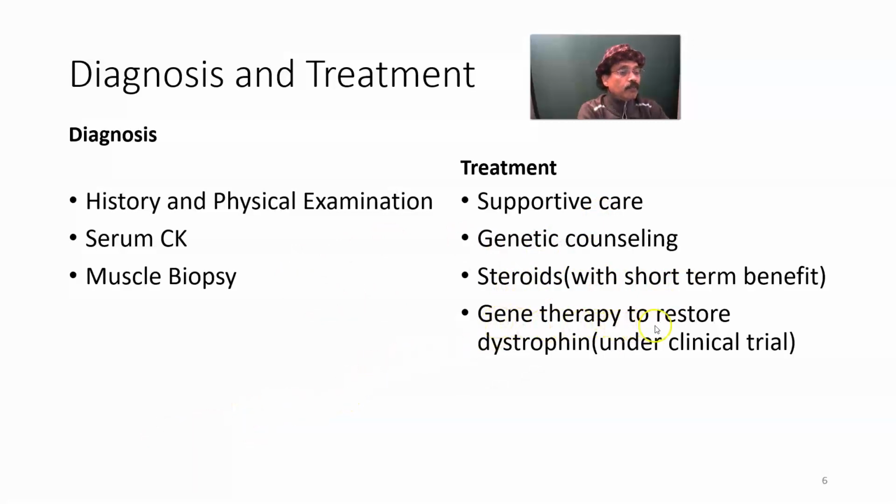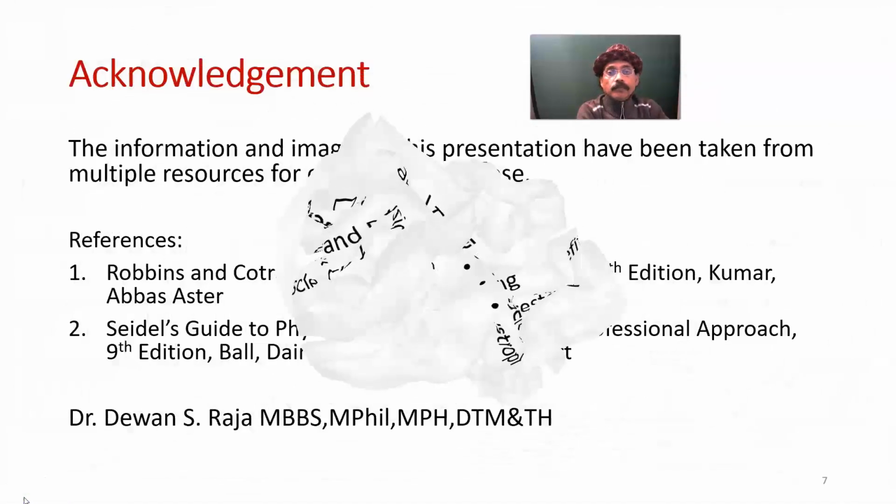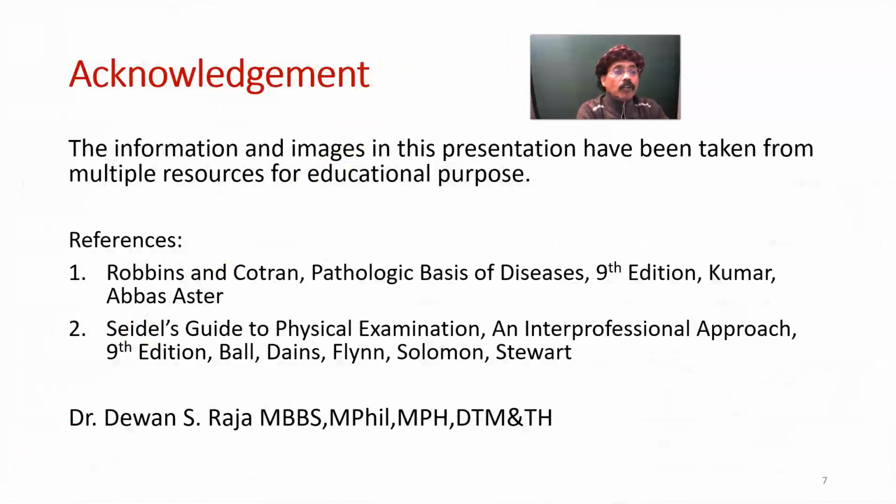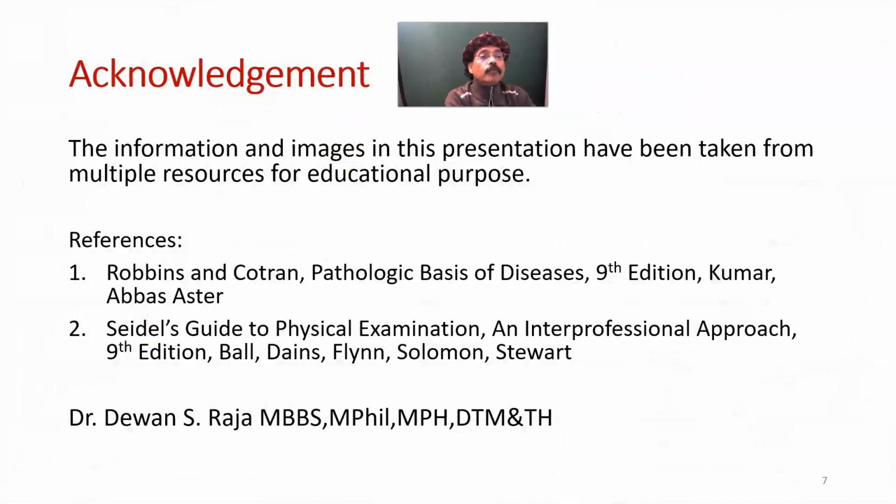Gene therapy to restore dystrophin. This is under clinical trial. Success has not been established, but the idea is to restore dystrophin. That is the reason for this type of muscular dystrophy. And that's all about Duchenne muscular dystrophy and Becker's muscular dystrophy.